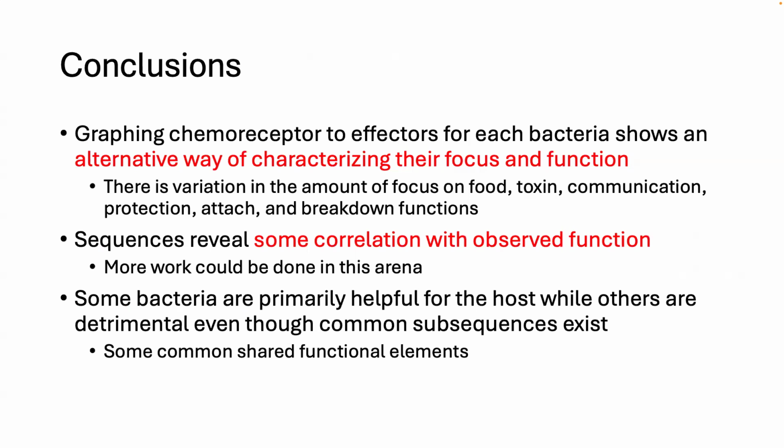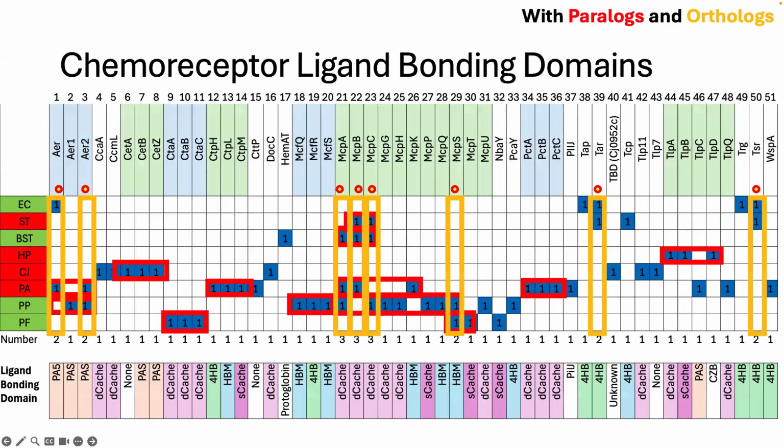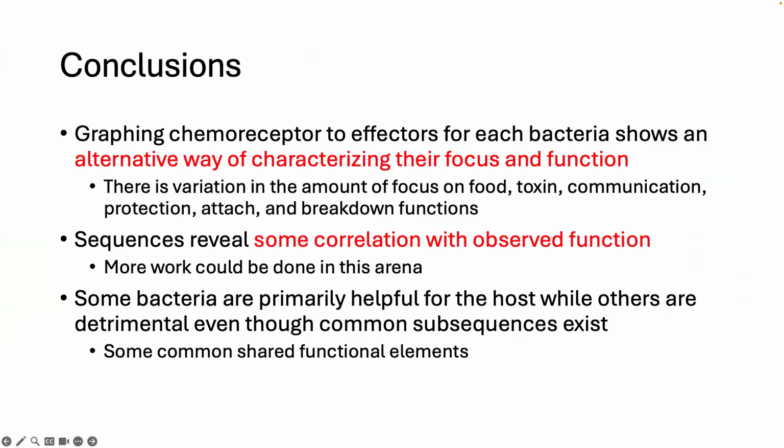Some of the things that I've tried to focus on are categories for effectors. The sequences reveal some correlation with observed function. More work could be done in this area. And with some of my build charts at the end, there might be some interesting things that give more perspectives on what can be thought out and drawn out for additional research.